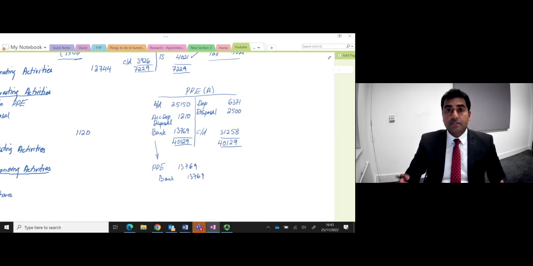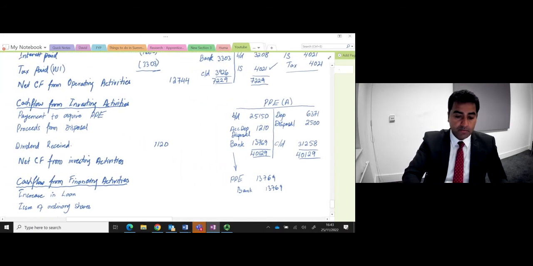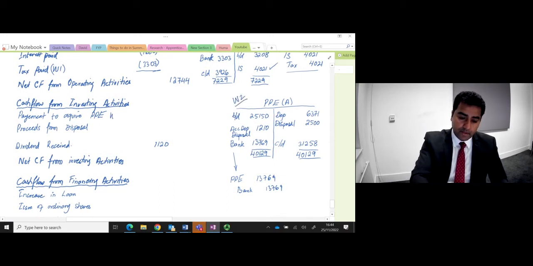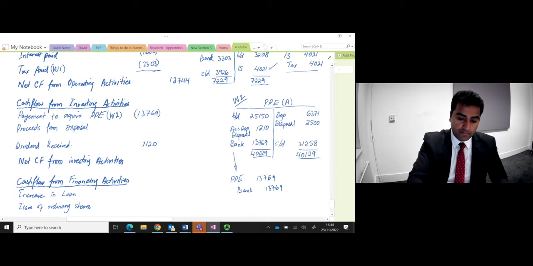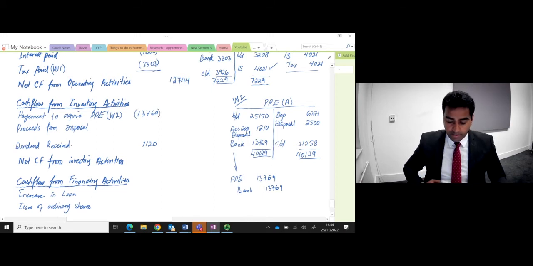So I have worked out that 13,769 has been paid to buy the property, plant and equipment. I'm going to record it as working number 2, and I'm going to record 13,769. Because I have paid this amount, so there is a cash outflow. So bear in mind, don't forget to record the figure in the brackets.